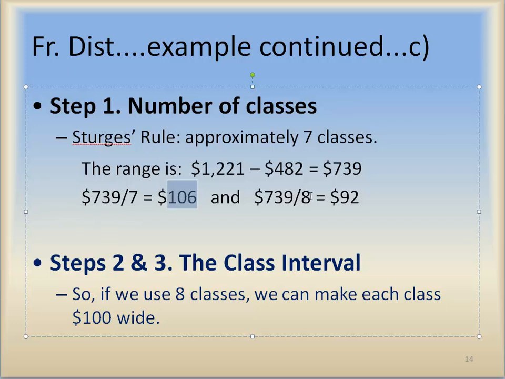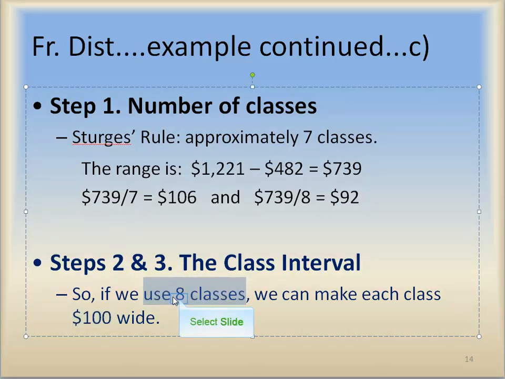How about if we increase the number of classes to 8? So the range, 739 over 8, will generate a class width of 92. What does that mean? It means that now we can have 8 classes of 92 each. So now we can safely round up this 92 to $100. So we can have 8 classes and each class will be $100 wide.